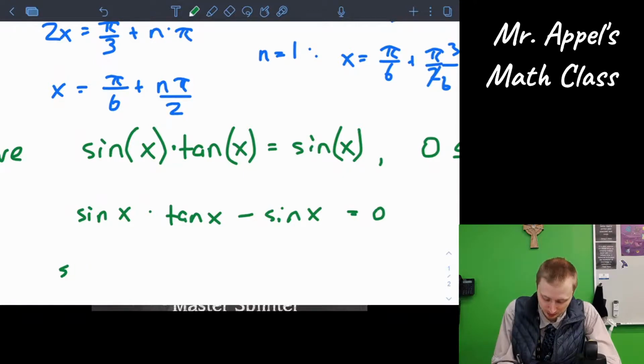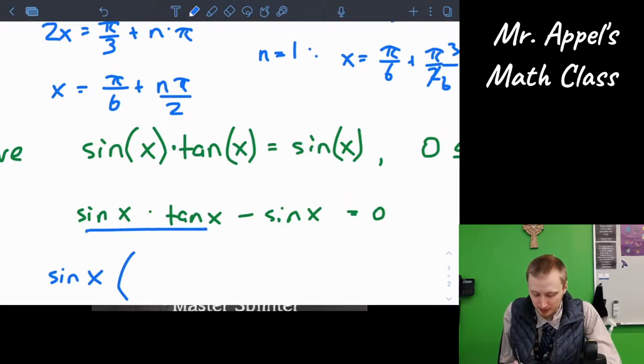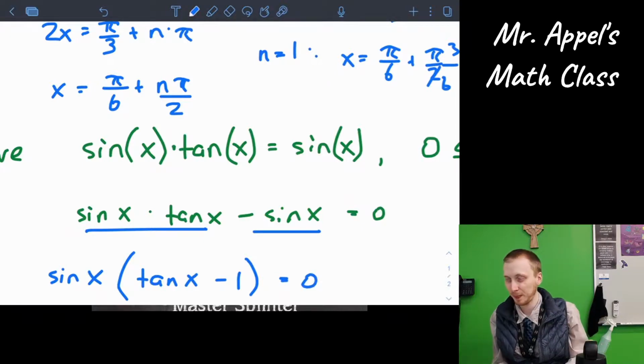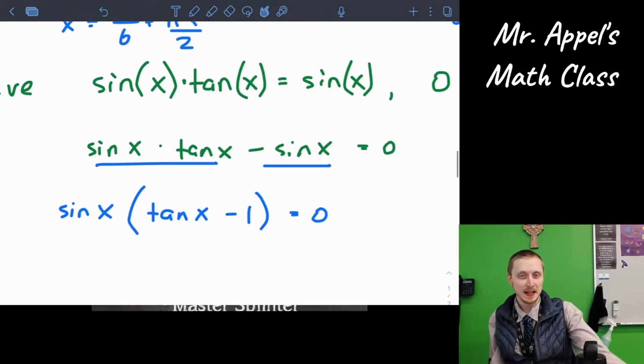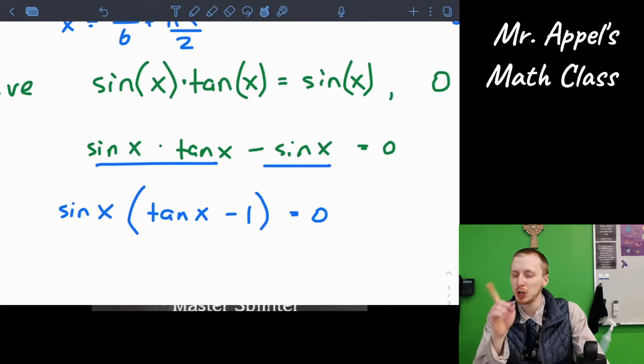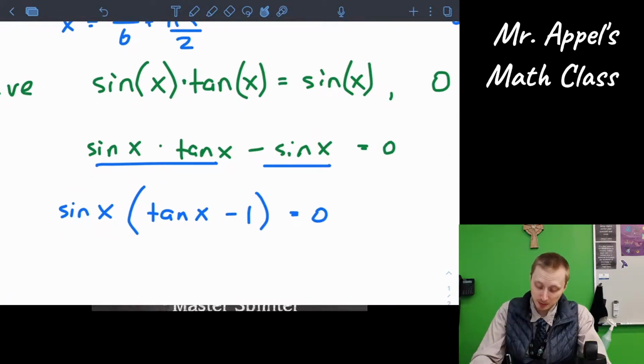Back to blue here, right? Factor sine x. Divide this by sine x, we get tan x. Divide this by sine x, we get minus 1. And that doesn't look much better at first, till you remember, right?